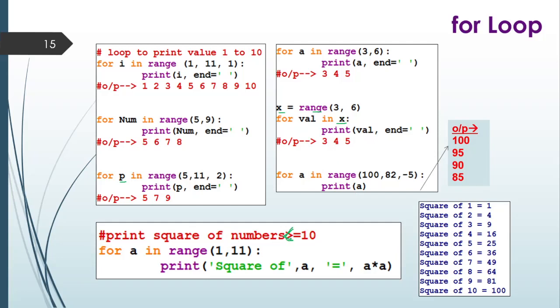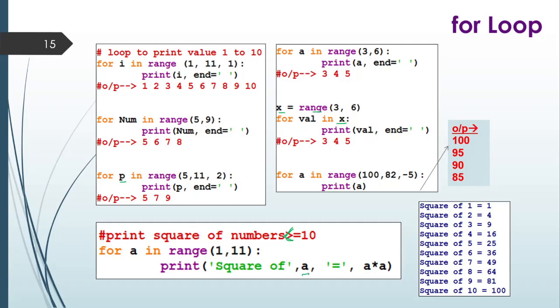Next example, to print the squares of numbers less than or equal to 10. Here the operator is less than or equal to 10. The code is for a in range(1, 11). The numbers should be from 1 to 10. So the range function used here is range(1, 11). Print square of a equals a into a.